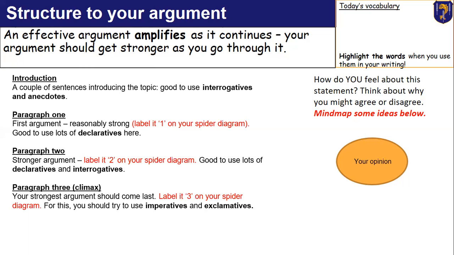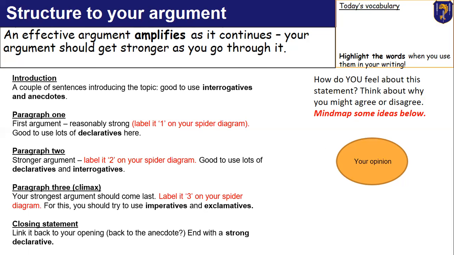A third paragraph should be your climax here. This should be your strongest argument. And you should label it as the third one in your spider diagram that you've got. This one should use lots of imperatives and possibly exclamatives as well to show that you've built up to the most important point. And then you need a closing statement.